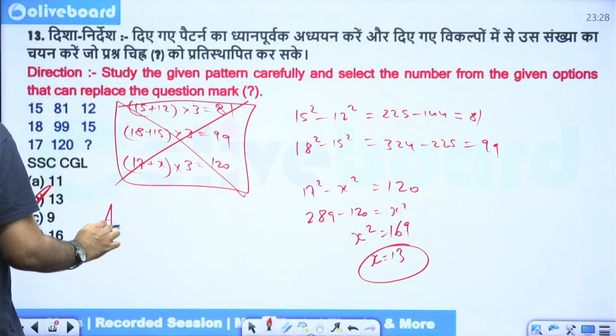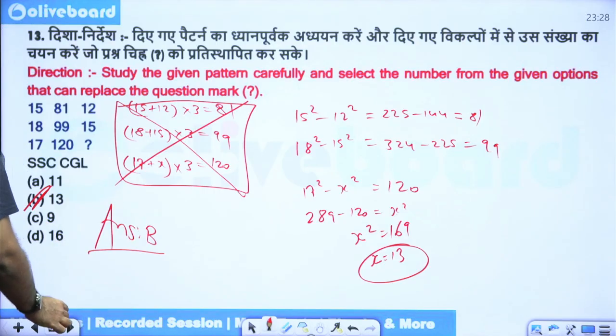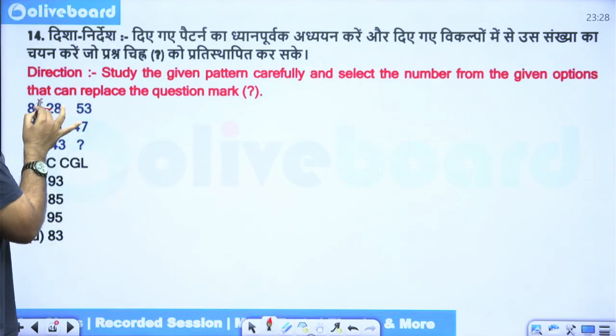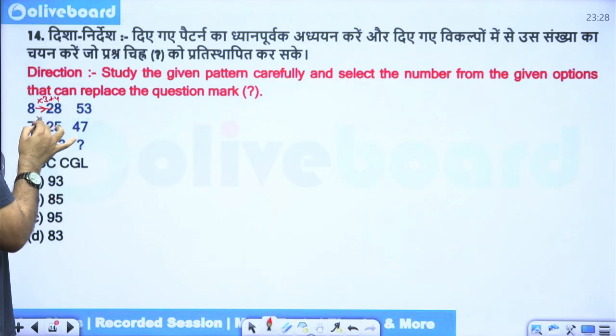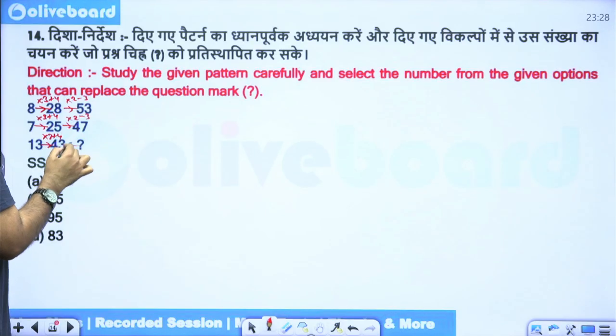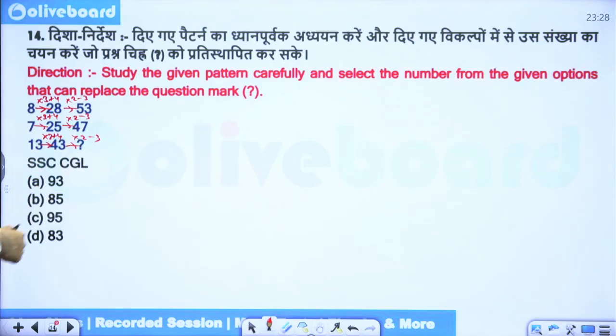That's a very good question actually. Into 3 plus 4, into 3 plus 4, into 3 plus 4. Yeah, can we see this? What about this? Into 2, 56 minus 3, into 2, 50 minus 3. So into 2 minus 3 is going to be our answer. 43 into 2 is 86 minus 3 is 83. Option D is the correct answer.